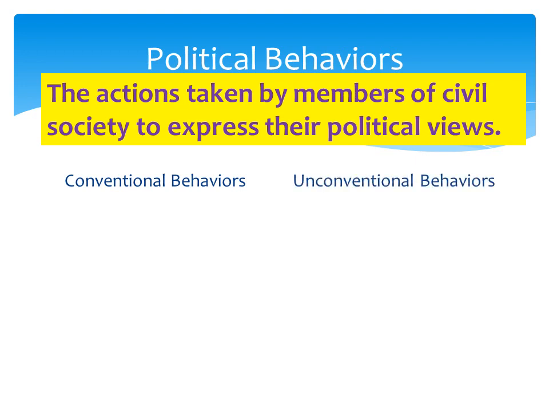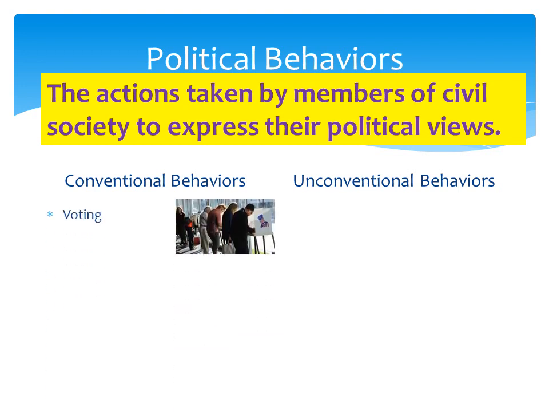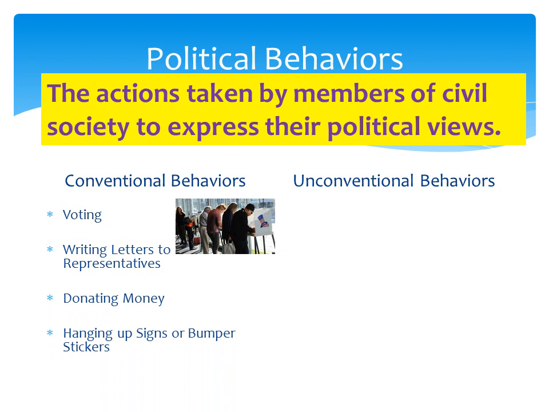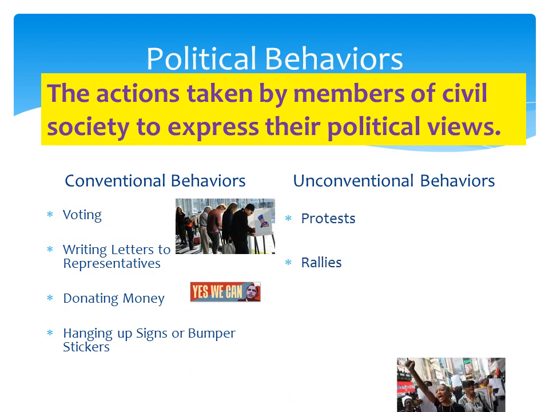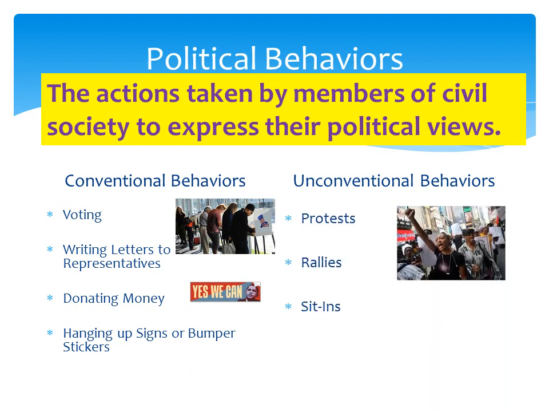Some examples of conventional political behaviors include voting, writing letters to representatives, donating money to a campaign, or hanging up signs or bumper stickers. Some unconventional methods may include protests, rallies, or holding sit-ins as was done during the Civil Rights Movement.